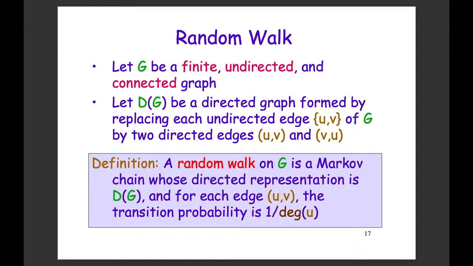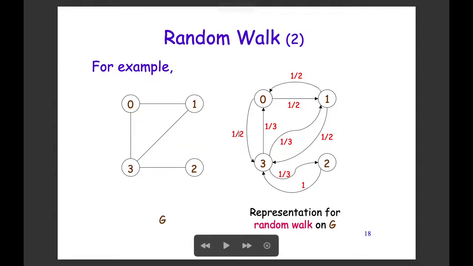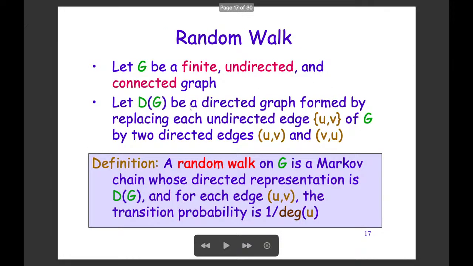So what we are going to do here is replace each undirected edge by a pair of directed edges. So if this is the graph G, we replace this undirected edge by this one and this one. A pair of directed edges tells us that we can go from 0 to 1 and also from 1 to 0. Originally it's just an edge, but here we can go from 0 to 1 and 1 to 0. By doing this, we are actually transforming this into a Markov chain once we assign the probabilities of traversing each edge.